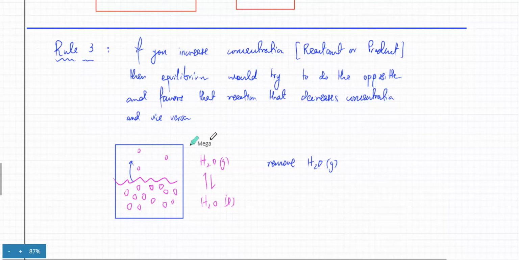If you try to increase water vapors, let's say you open the container and add a lot of water vapors into this, then obviously condensation would speed up. Why? Because you have so many water vapors that condensation would automatically speed up. So if I try to increase water vapors, the equilibrium would automatically shift and favor that reaction that decreases water vapors. It's going to try and do the opposite. Get rid of water vapors, and it's going to eventually make more water vapors. More evaporation would happen and water vapors would reform. So it just does the opposite. Okay? So it's going to favor that reaction.